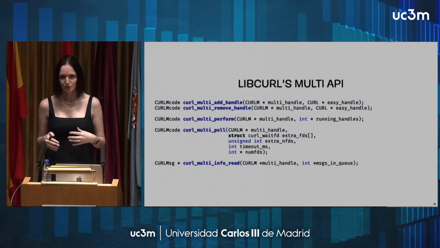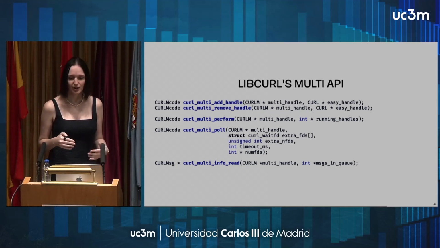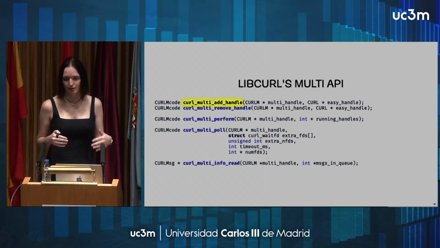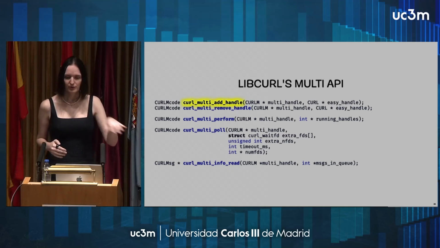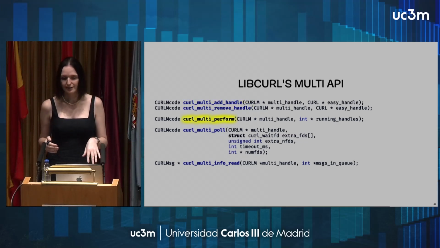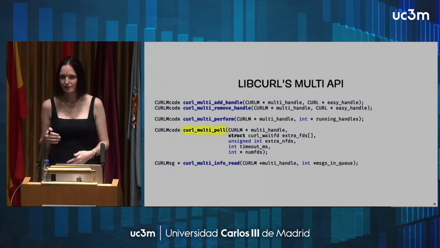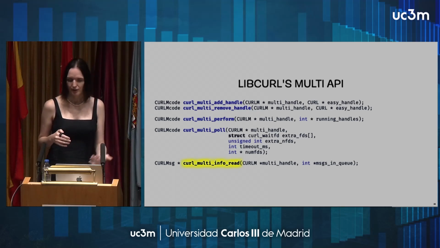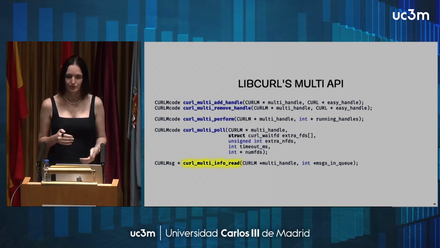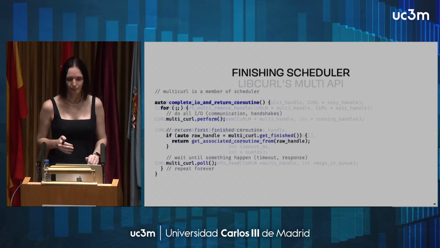The libcurl multi-API is actually an asynchronous C API, which allows you to add a handle from the easy interface into a multi-handle or remove it, and then you can perform on the group. So you can prepare multiple downloads and then perform, and when there is no IO, you can poll on it until there is something to do, and you can read which handle was finished with this function, and that's all you need to make this happen.